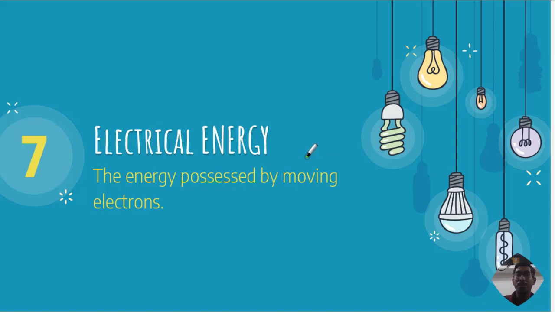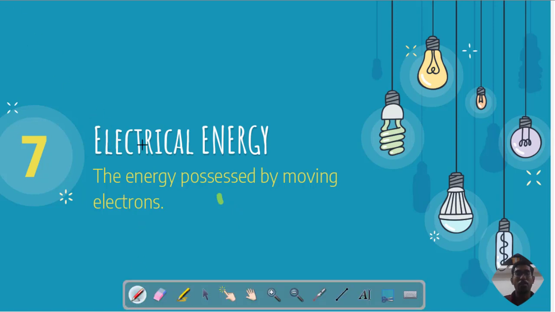And how do we use electrical energy? Electrical energy is the energy which is possessed by moving electrons. You can see it on the definition here. Now boys and girls, what happens is, in our daily lives when we talk about electrical energy, we use wires which conduct electricity. I am sure all of you are aware. Now, are you aware of the concept of electrons?